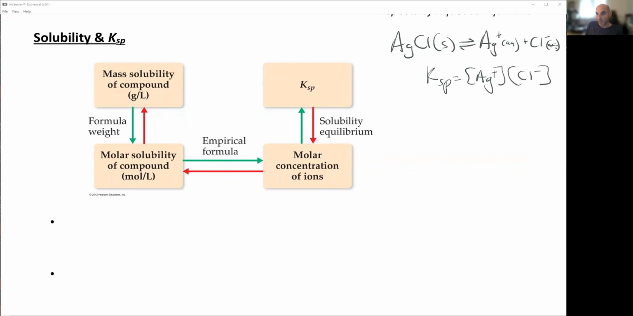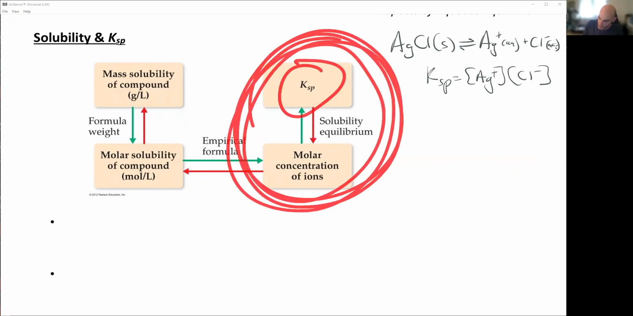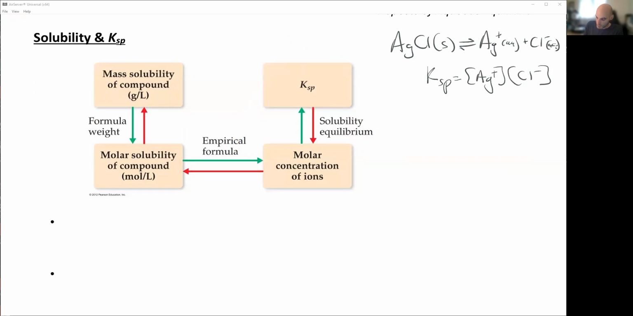Okay, so looking at these two concepts, the Ksp and the molar ion concentration. What I really want to know when I'm talking about the solubility, really the molar solubility, is if I drop AgCl into solution, how much of it is actually going to dissolve? That's unrelated to Ksp. I mean, it's related to Ksp, but it's not quite the same thing.